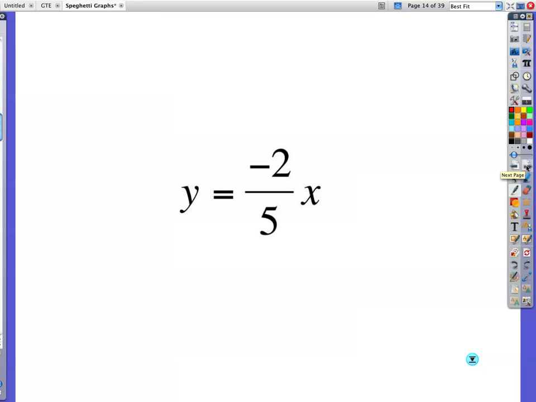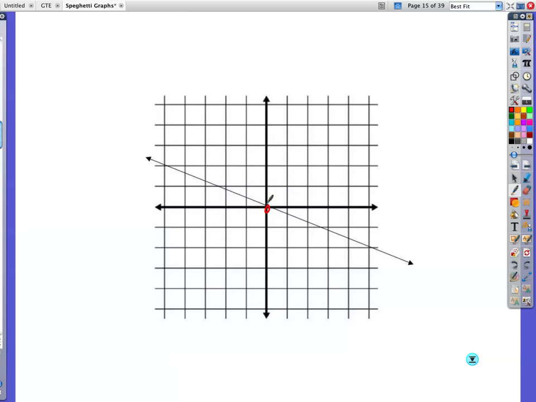Negative 2/5 x. Notice there isn't a y-intercept listed up here, but it still has a y-intercept of 0. It's not written up there, but we have to say, okay, well that's plus 0. And our slope is negative 2/5. So here's your y-axis. 0 is right here. Rise negative 2, run 5.